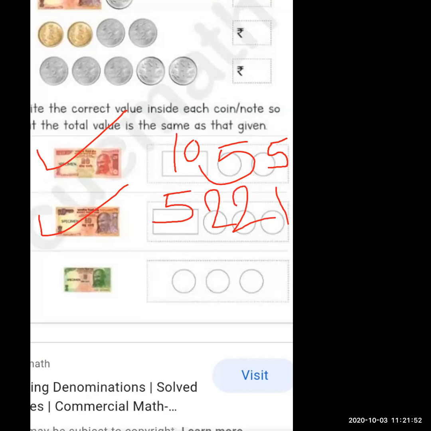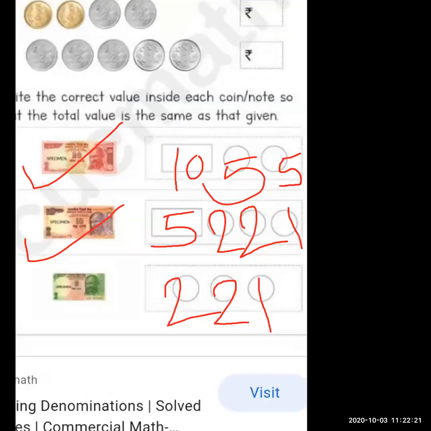Now next, go to the 5 rupees note. Yes. 2 plus 2, remaining 1. Very good. 2 plus 2 plus 1 is equal to 5 rupees. Understood till here? Yes.